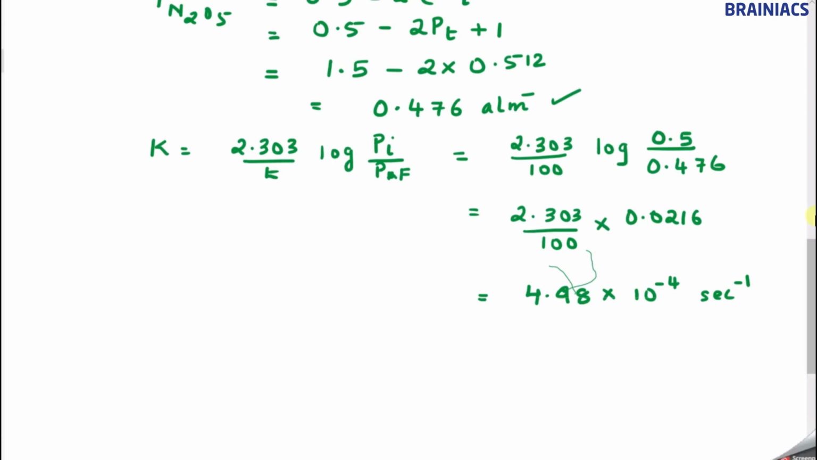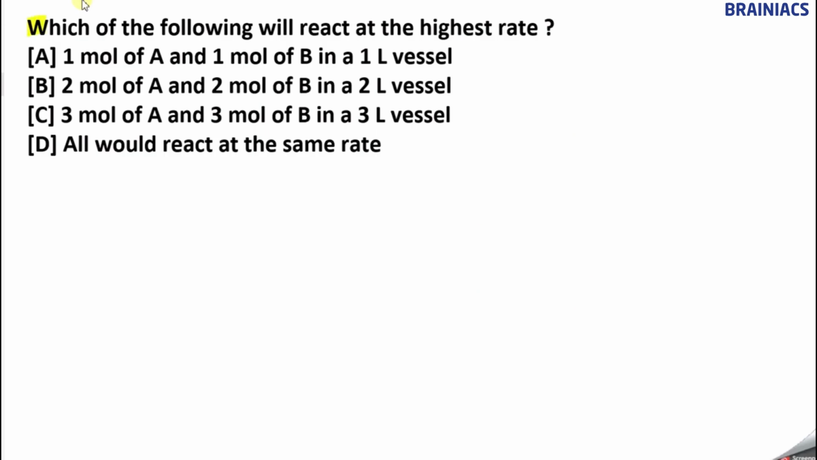So 4.98 means approximately, we can say, 5 into 10 power minus 4 second raised to minus 1. I hope you understood the question. So please remember, try to do the question in the same way rather than by hearting the formula. That will help you to crack the NEET exam in a much better way. Thank you.